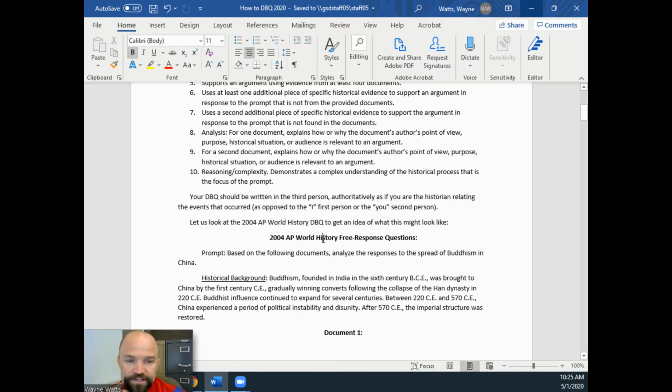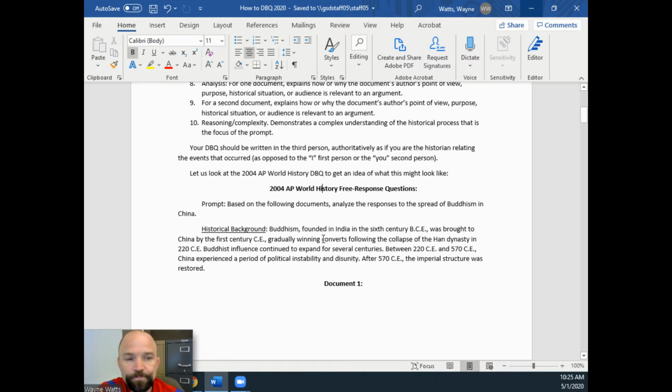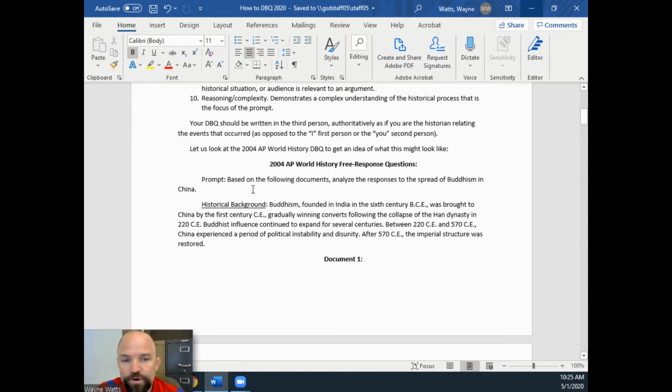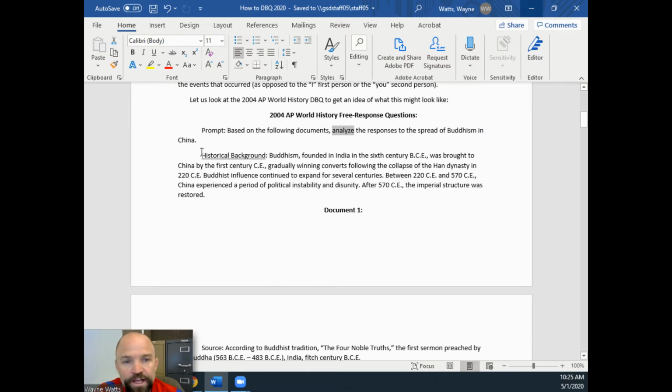So let's take a look at the 2004 AP World History DBQ to get an idea of what this might look like. So here is the 2004 AP World Free Response Question, the DBQ. The prompt is, based on the following documents, analyze the responses to the spread of Buddhism in China. So in this one, they gave us historical background.